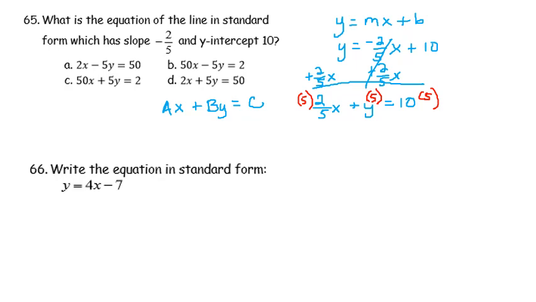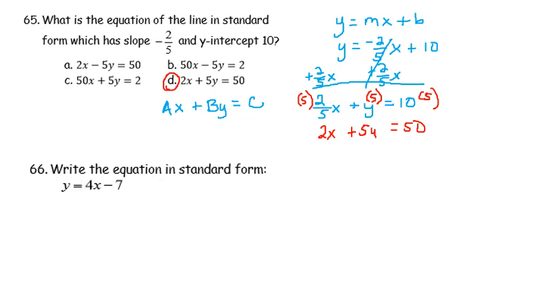So right here, we're going to do 5 times 2 divided by 5 gives me 2x, plus 5 times y is 5y, and 5 times 10 gives us 50. So our answer here is 2x plus 5y equals 50, which is D.